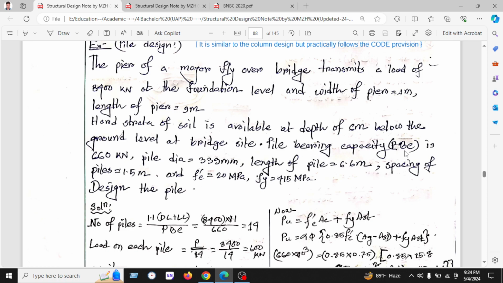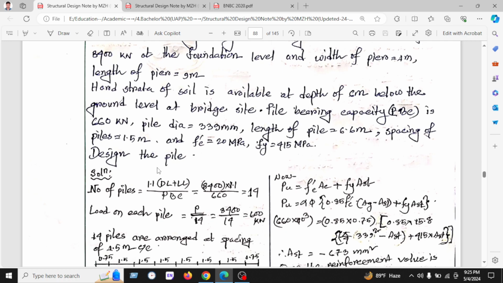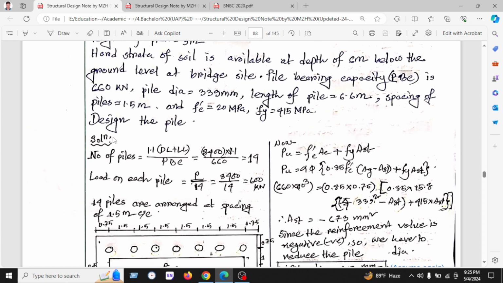Pile bearing capacity is 616 kilonewton, pile dia is 339 millimeter, length of pile is 6.6 meter, and spacing of the pile is 1.5 meter. The compressive strength of concrete is 20 MPa, and yield strength of steel is 415 MPa. Design the pile. So let's start the design.